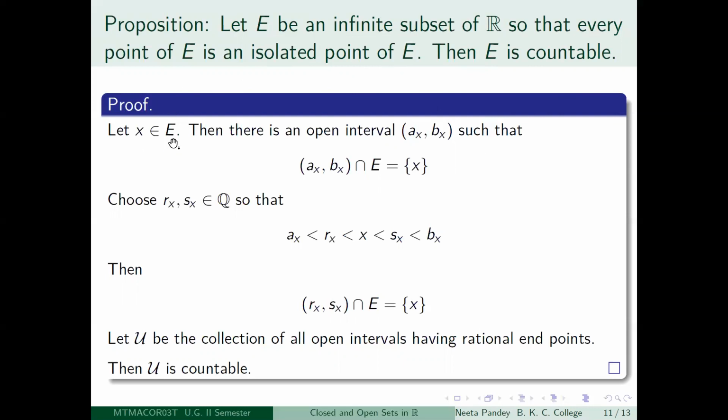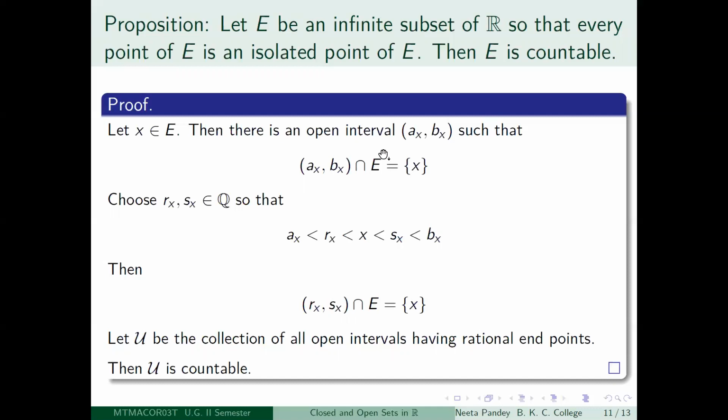Take any point x in E, it is an infinite set, and you take any point x in E. Then x is an isolated point. So that means you will be able to get a neighborhood of x which will not contain any point of E other than x. x is an isolated point, means x is not a limit point. So there will be a neighborhood of x which will contain no other point of capital E except for x.